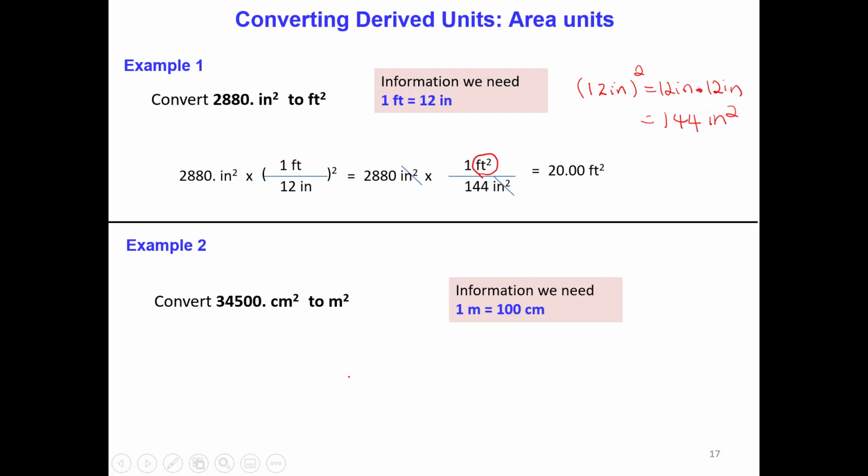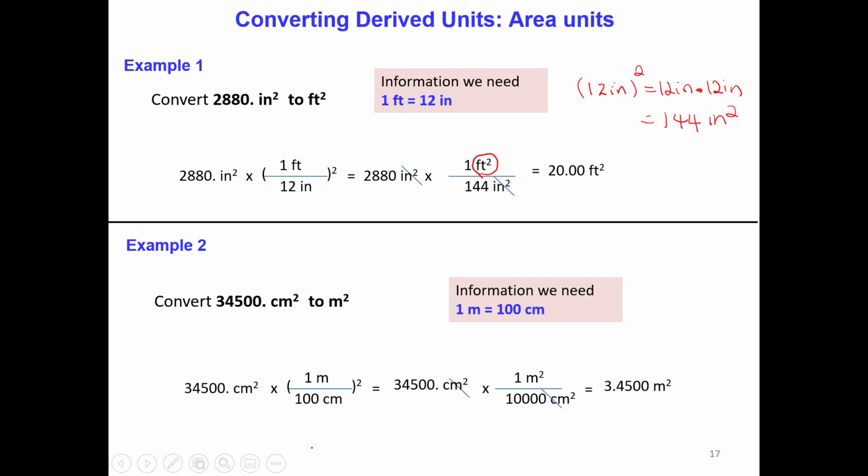For the next problem, we want to convert 34,500 square centimeters to square meters. Then this is the conversion factor. We know 1 meter equals to 100 centimeters, but we have to be careful when we are converting area units, because we need to square the conversion factor. Yes. And in this case, this is the number we want to convert.